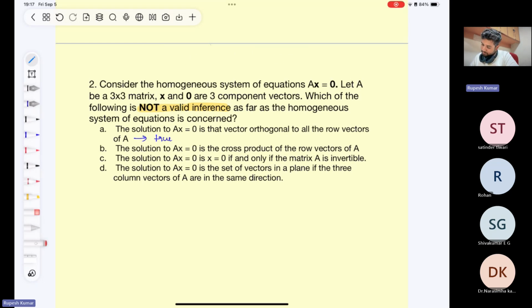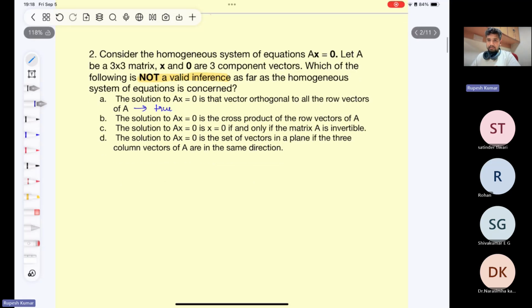Not a valid inference? It's a valid inference: the solution to AX equals 0 is the cross product of the row vectors of A. Cross product of the row vectors of A. No, it will be the cross product of column vectors of A, right? Why am I saying this? Let's see. This is not true.